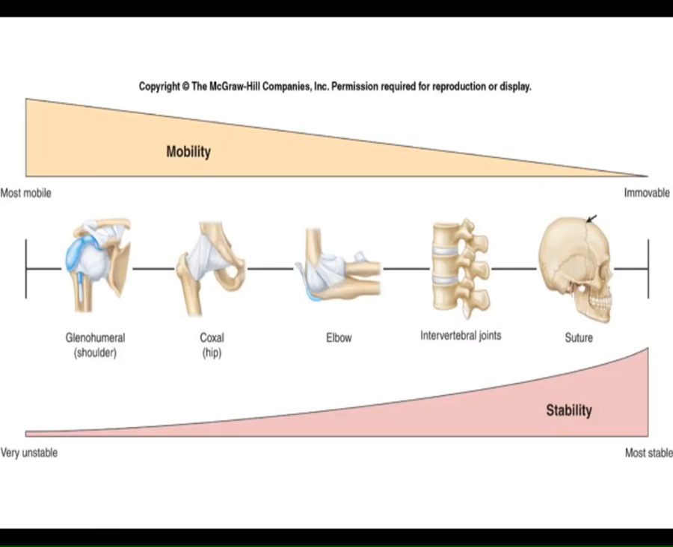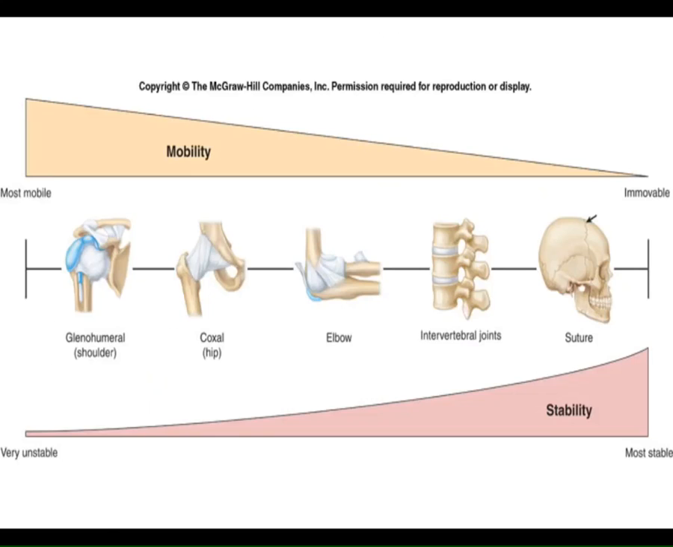Now, we pay a price, right? The shoulder and the hip, the coxal and the glenohumeral joint, are very mobile, right? And with that mobility comes a lack of structural integrity, or at least a weaker joint. And so this just shows that inverse relationship.